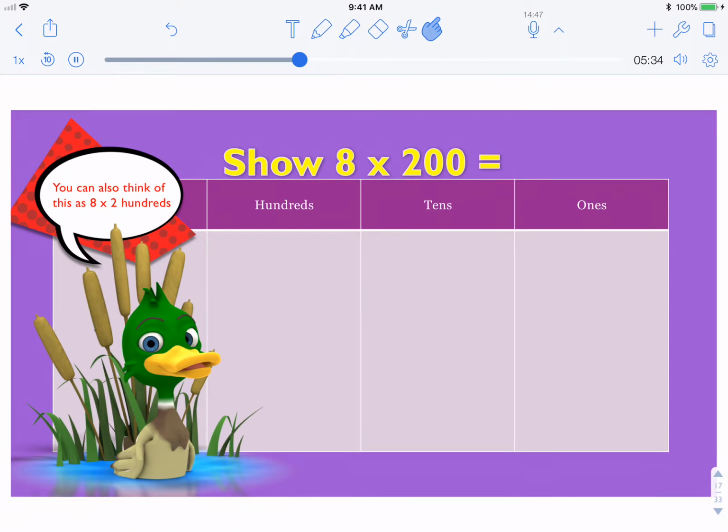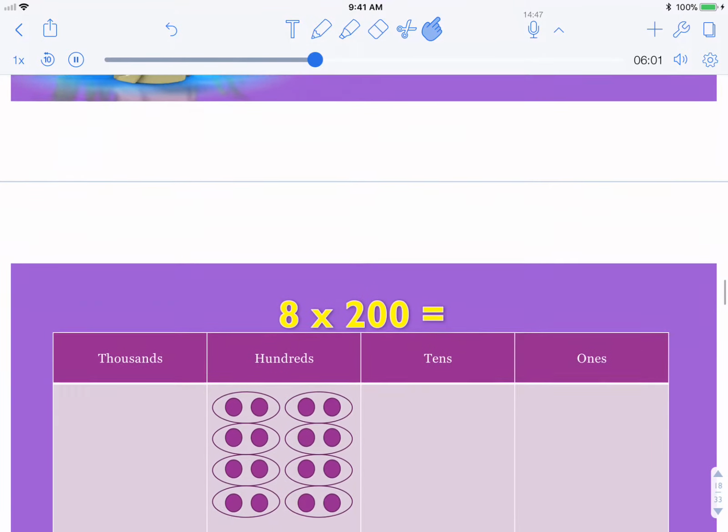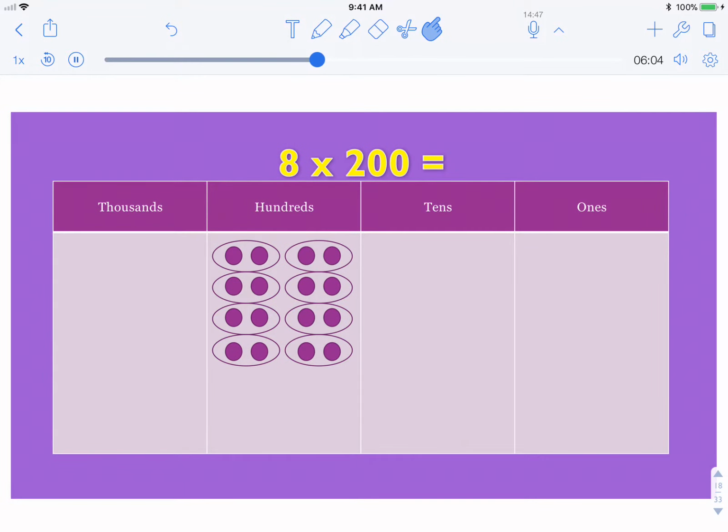Okay, show 8 times 200. You can also think of this as 8 times 2 hundreds. So I have 2 hundreds happening how many times? How many times do I have it happening? See if you can solve this. Okay, 8 times 200. That leaves me with 16 in the hundreds place, so my answer would be 16 hundreds, or 1,600.